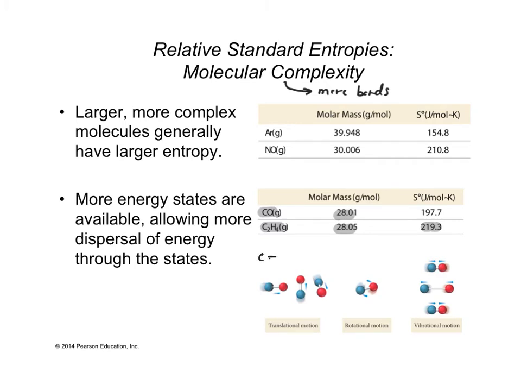If I drew out the structure, it would look something like this. And then carbon monoxide would look something like this. So what is the difference between these two molecules if the molar mass is the same? Who has more bonds in it? C2H4, right? Ethene, okay? This guy's got more bonds. We call this more molecular complexity. It's got more places to put energy, okay? And so overall, it is going to have a higher standard entropy value because of that.